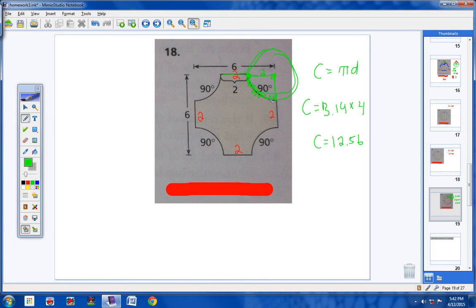But I only want 90 degrees of it, or 1/4 of it, and that's it. So take your total circumference, 12.56. You can multiply it by 1/4, which is totally acceptable to do. Or you can just take 12.56 and divide it by 4, because we have 1/4 of a circle. 3.14.